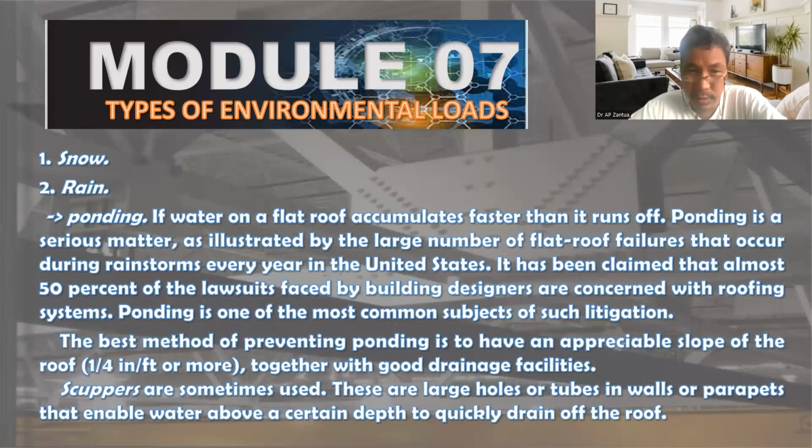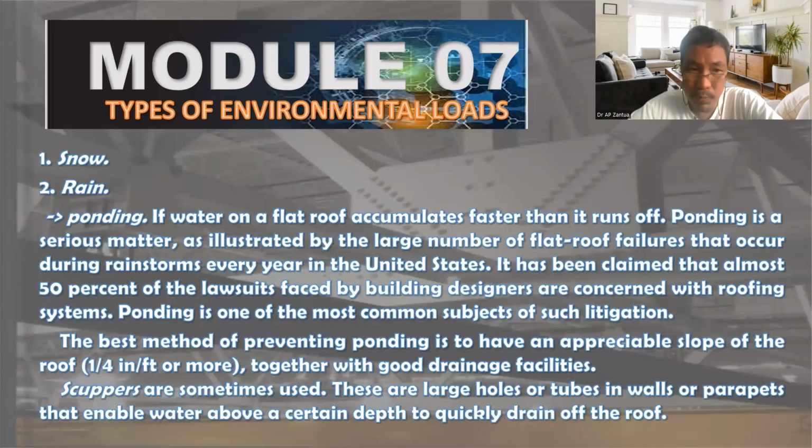And rain, probably the most serious problem is ponding. What do you mean by ponding? Ponding occurs if water on a flat roof accumulates faster than it runs off. Ponding is a serious matter because a large number of flat roof failures have occurred and were documented in the United States. So there are a lot of failures due to ponding.